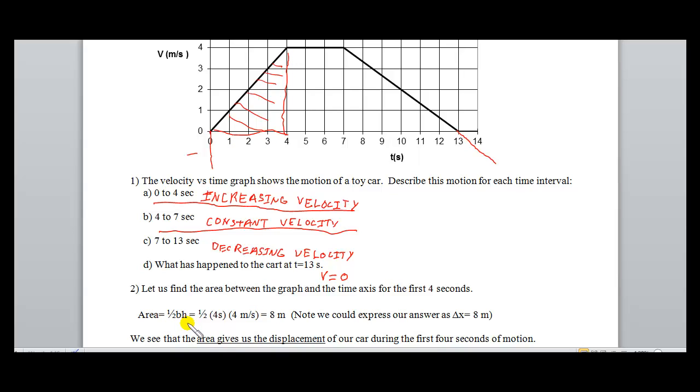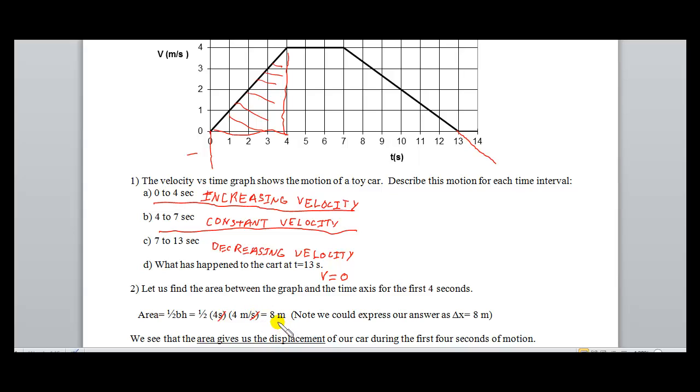So when you're asked to find the area, make sure you put down the equation with no numbers. The base now, look at the base, 0 to 4. This is in seconds now. So put in the units, 4 seconds. The height right here of our right triangle is 4. It's 4 meters per second. Put in those units. And as you should be able to see here, the seconds cancel, and we're left with 8 meters.